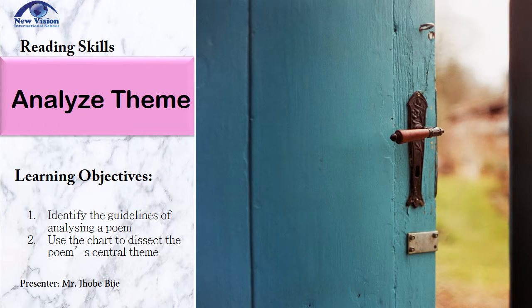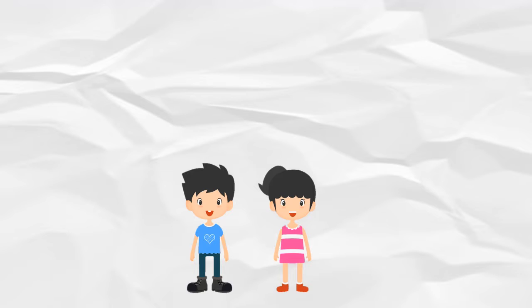The learning objectives are: first, identify the guidelines of analyzing a poem. Second, use a chart to dissect the poem's central theme.